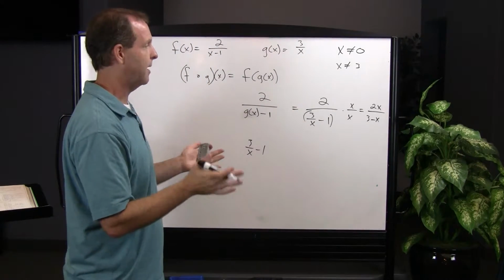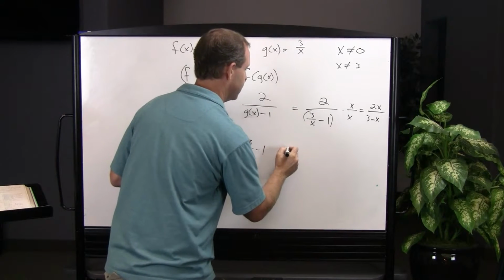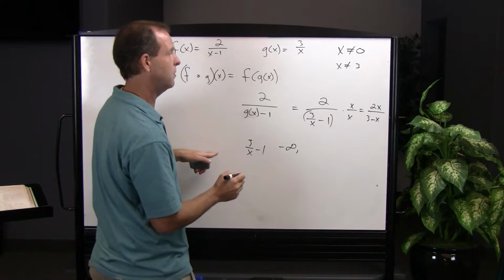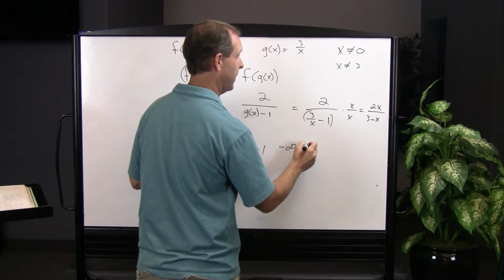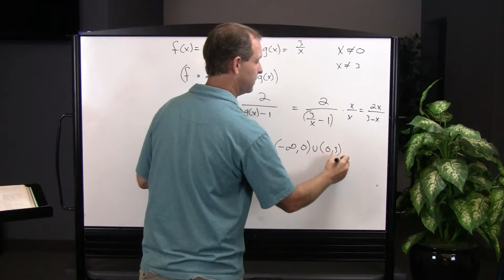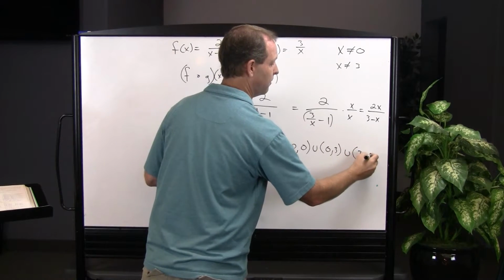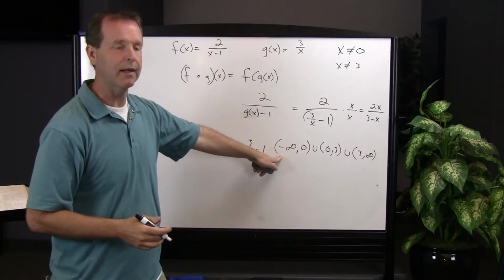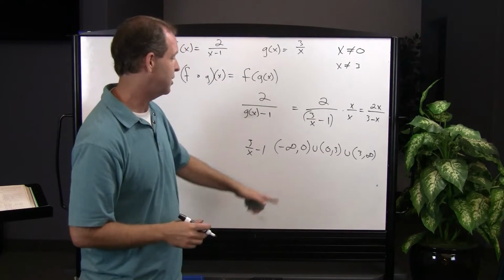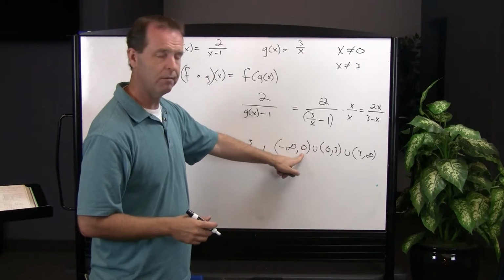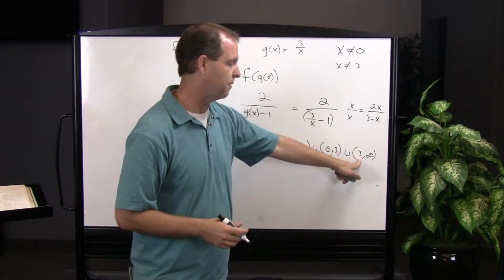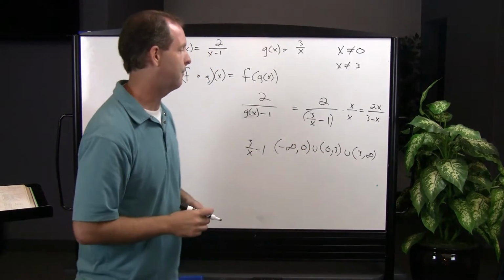And now I can look at my domain. My domain is all values. I can say it's the union of negative infinity up to 0, and it cannot be 0, union with 0 to 3, and union that with 3 to positive infinity. So there's my domain: all real values except for 0 and except for 3, written in interval notation. All the values from negative infinity to 0, not including 0. Values from 0 to 3, not including 3. And all values from 3 to infinity, again not including 3.